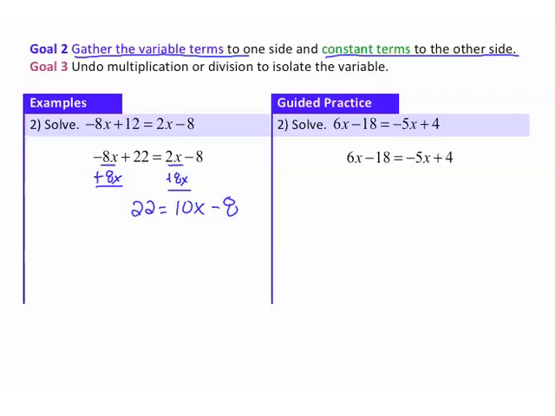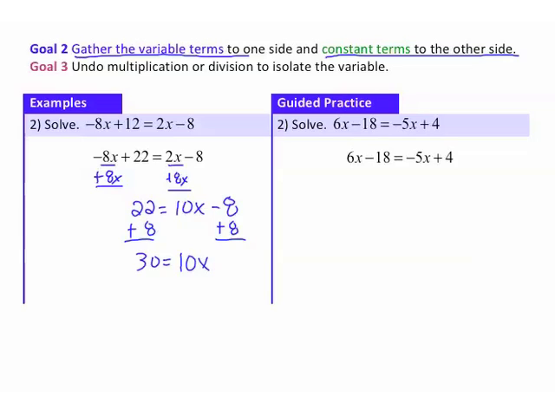constant terms to the other side. So I need to get rid of this -8 and move it to the other side. So to get rid of the -8, I'm going to add 8. So I want to make sure I do that to both sides. Rewrite my equation. On the right side, -8 plus 8 is 0, so all I'm left with is 10x. On the left side, 22 plus 8 is 30.